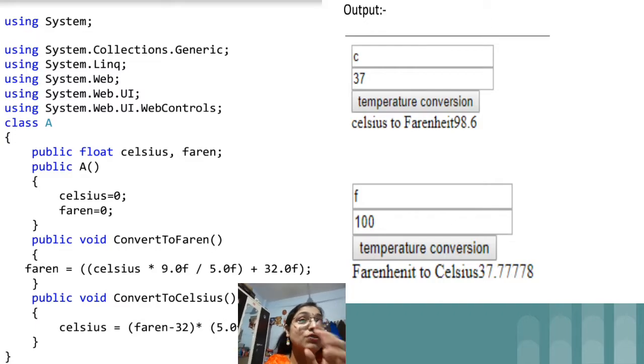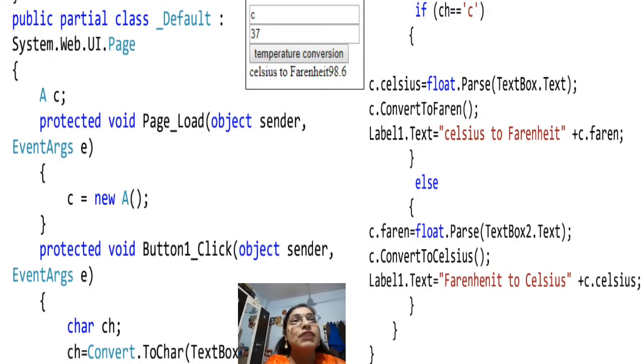So this is your program. This is class A only, in which we have written the actual calculation. Now we want to call the respective functions on the click of the button, temperature conversion. For the same we have the next slide. In the next slide we have the default class. On page load we will create the object of class A. After that the object is C. Then on Button1_Click, as I explained previously, in the first text box we will take the character. If we are entering C as a character, then we have to perform Celsius to Fahrenheit conversion.